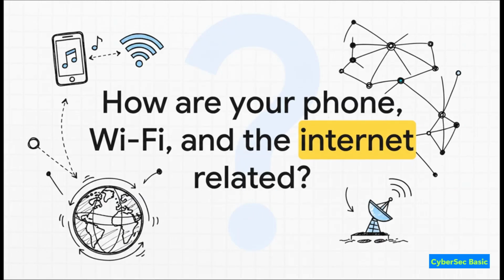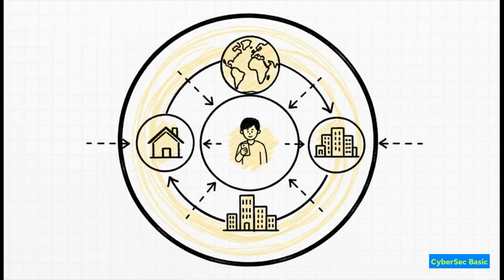I mean, really think about that for a second. How is it that your phone, streaming your favorite song, is connected to the same massive system that links up entire continents? It sounds impossibly complex, right? But the secret? Well, it all boils down to one simple idea. That's it. It's all about physical size and distance.